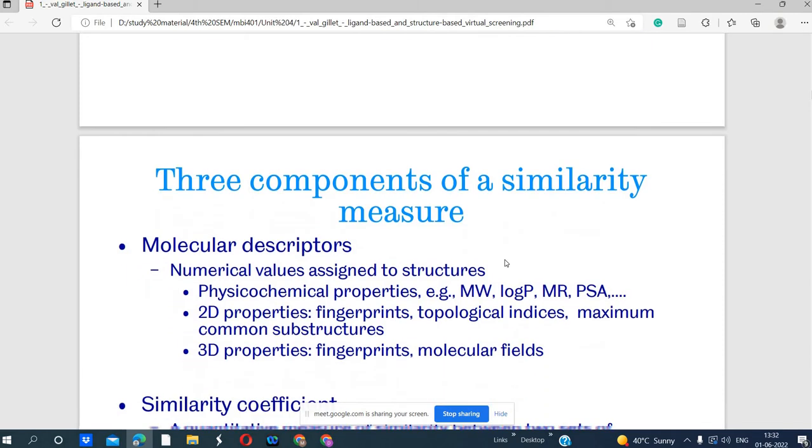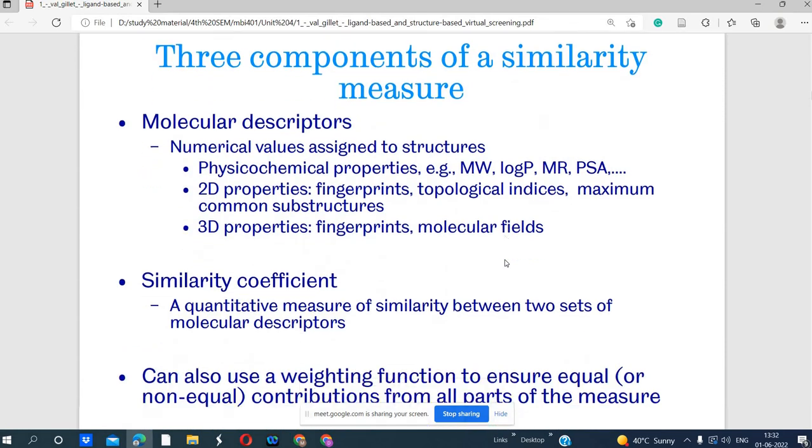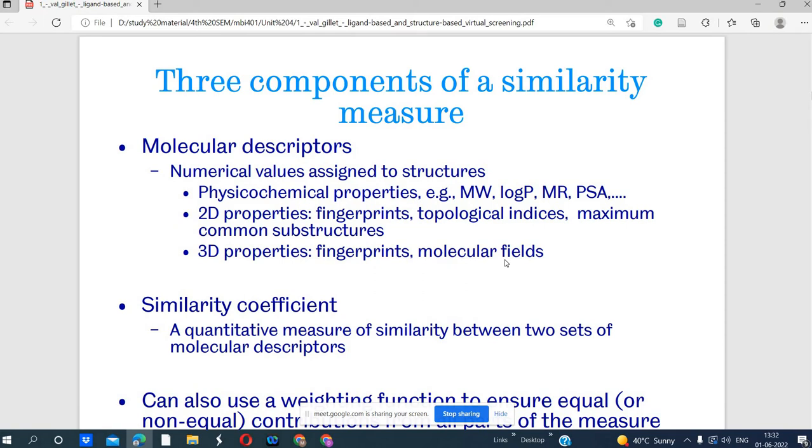So what are the three components of a similarity measure, what should we do? There are three components of similarity measure. What are these? The first one is molecular descriptor. They should be the criteria. In the above figure, we were not able to determine, but by looking at the shape, we can determine. So what is the criteria? Molecular descriptors: numerical values assigned to structures, like physico-chemical properties, 2D properties, and 3D properties. So these three properties are important here.